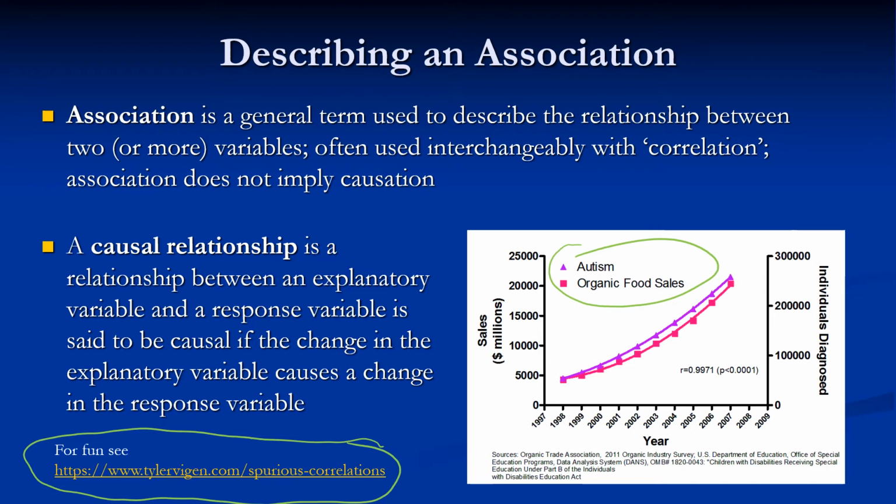And finally, we should just talk about a causal relationship. It's a relationship between the explanatory variable and the response variable. A response variable is said to be causal if the change in the explanatory variable causes a change in the response variable.